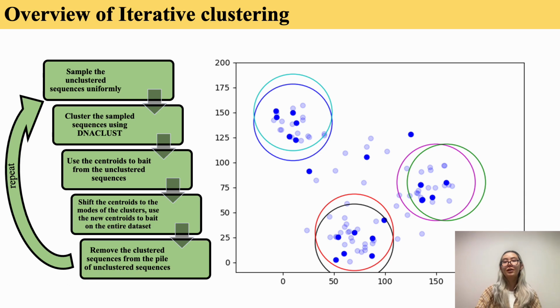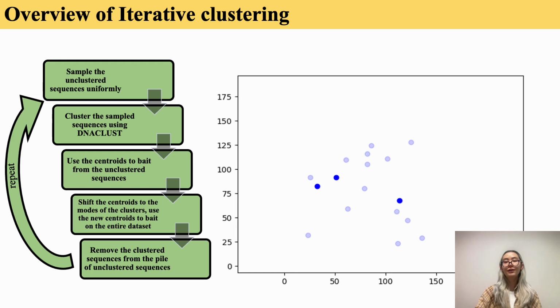The mode of a cluster is a sequence with the largest number of identical copies in the dataset. Then we bait using the new centroids on the entire dataset. We remove all the clustered sequences and repeat the process on the remaining unclustered sequences in the dataset. In this algorithm, we use DNAclass as the clustering method, but it can be replaced by any other method that has appropriate clustering and baiting functionality. For example, uClust has both such functionalities and therefore can be substituted for DNAclass in our algorithm.